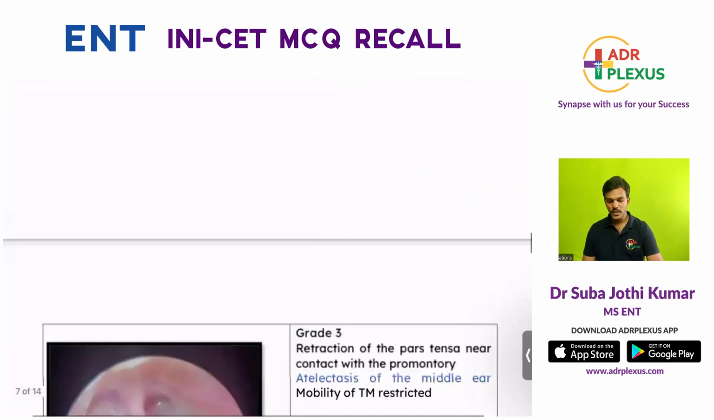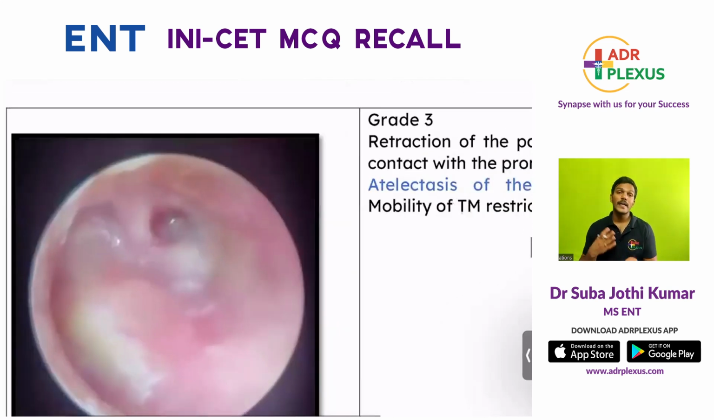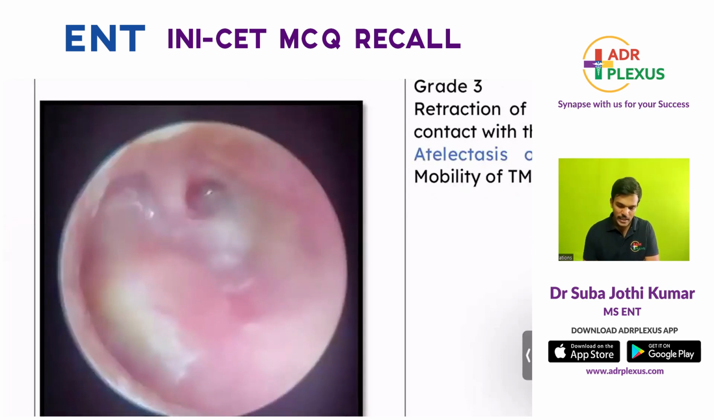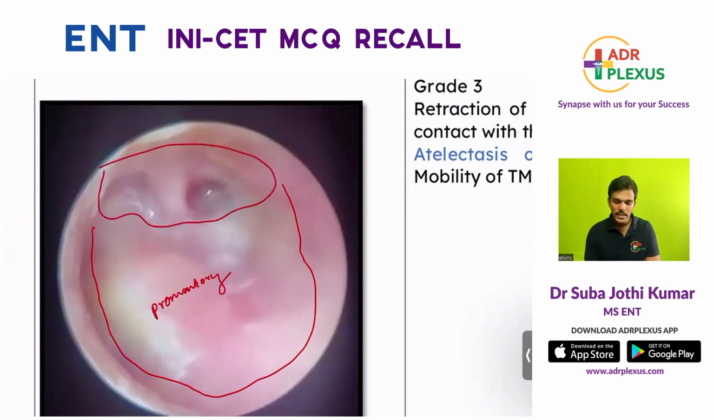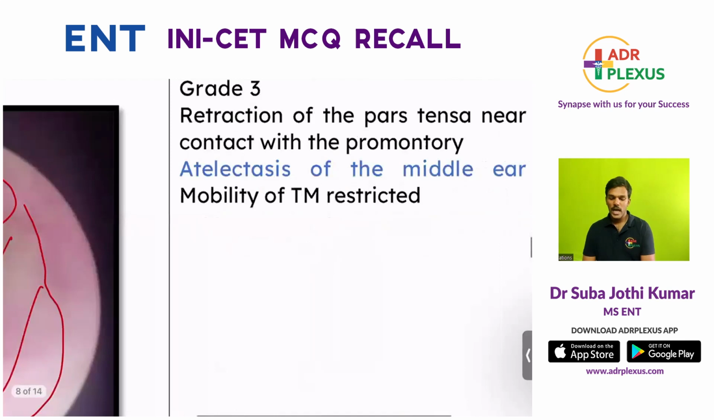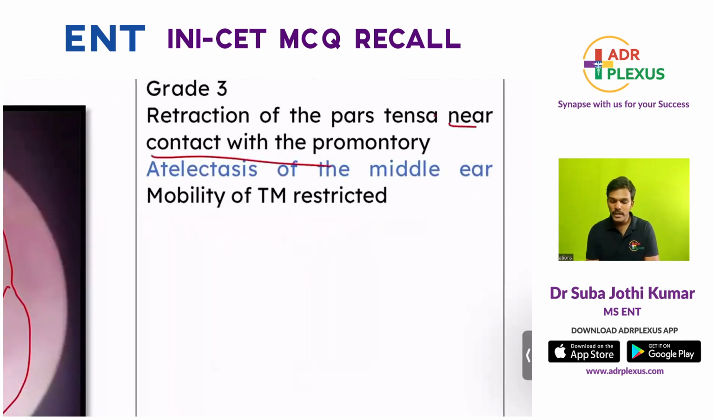Okay. Now look. The tympanic membrane is starting to plaster over the medial wall of the middle ear. What is the medial wall of the middle ear? It contains the promontory. See here. This is actually the tympanic membrane that has started to plaster over the promontory. Clear? Yes. Here, some areas are still in the actual position, but almost 75% has been plastered to the promontory. Retraction and near contact with promontory is grade 3.